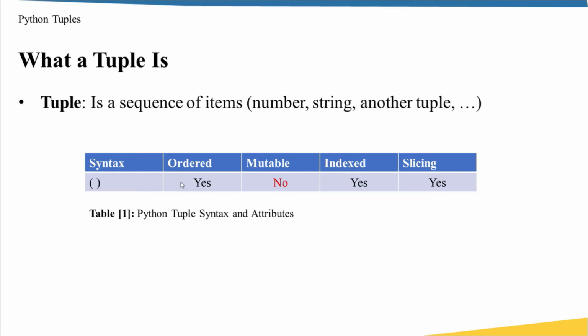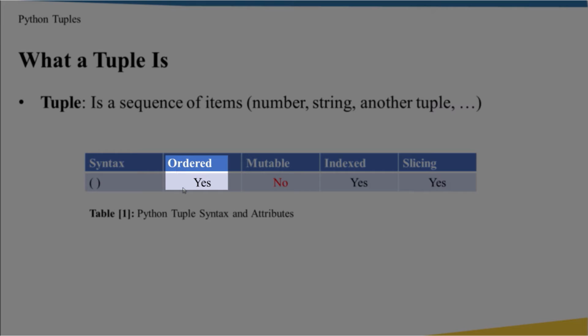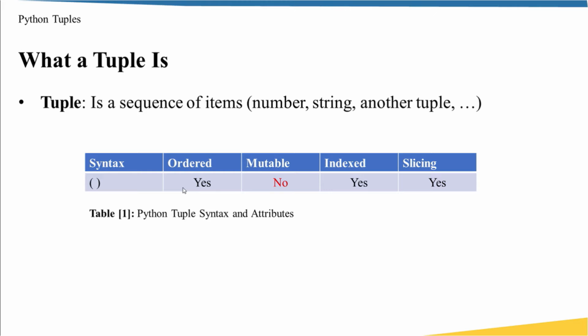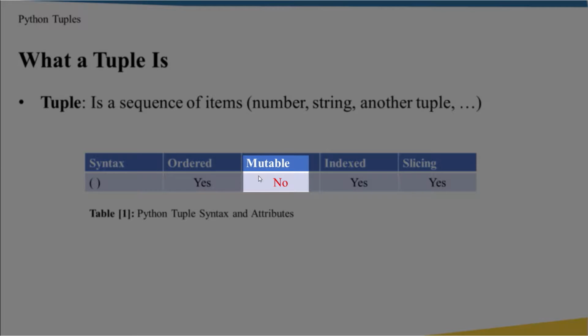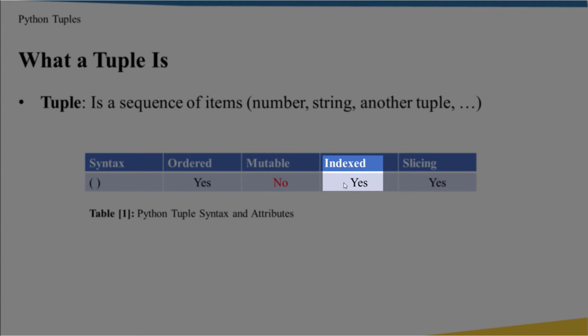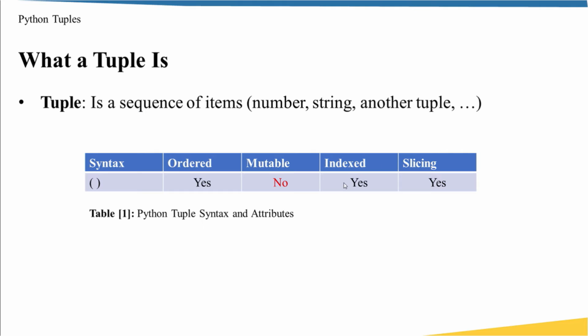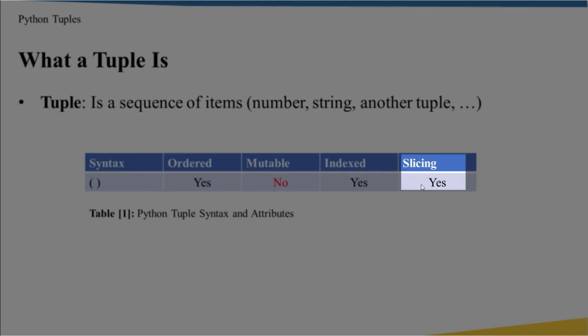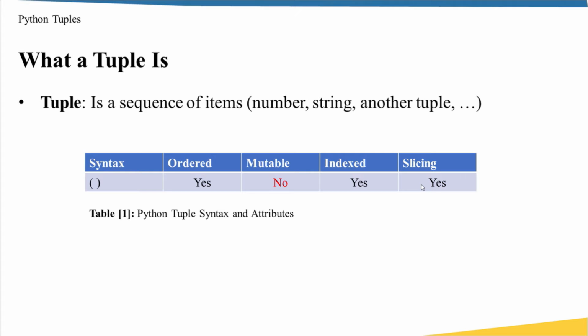For the tuple attributes, we have to know that a tuple is an ordered collection, which means each item has its own fixed location. A tuple is an immutable data structure, which means once you create a tuple, you cannot update its content. A tuple is an indexed data structure, and it supports both positive and negative indexing in order to get access to each individual item in the tuple. You also have to know that a tuple supports slicing, and we can extract a subtuple from the tuple using positive indexes and negative indexes also.